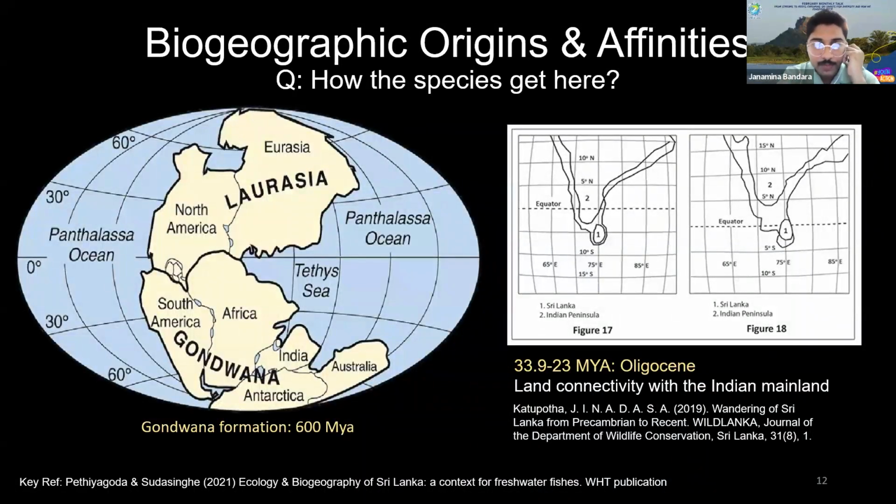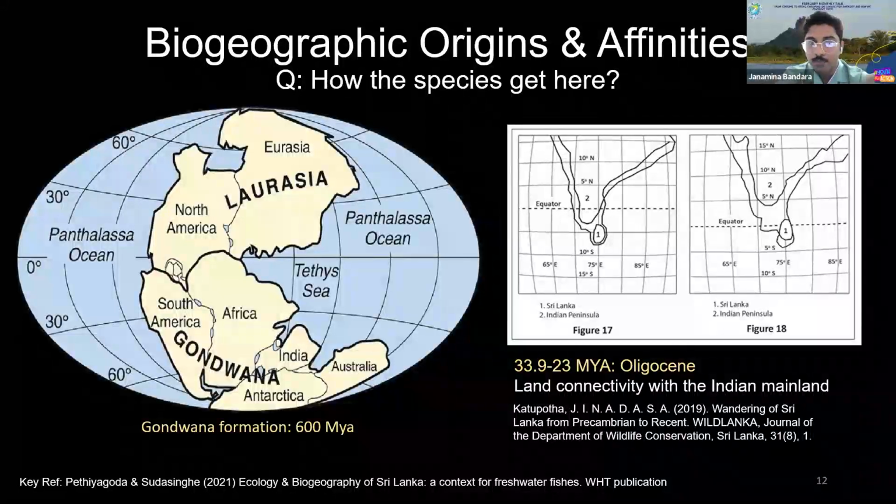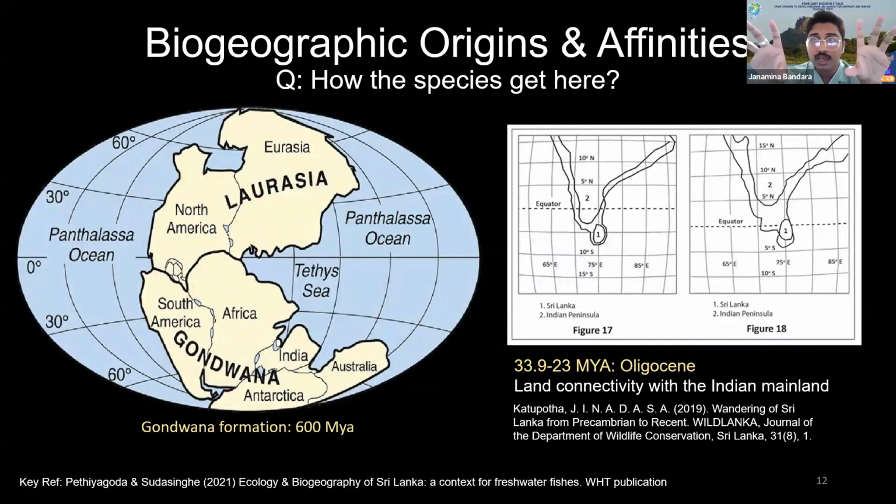Okay. So where the species come from and how the species get here, it's a really interesting question before we talk about the diversity, like the facts. So we know that about 600 million years ago, there was a singular landmass called Gondwana and Eurasia. So Sri Lanka belongs to this Gondwanan landmass, and some of the biogeographic affinities come from this Gondwanan structure.